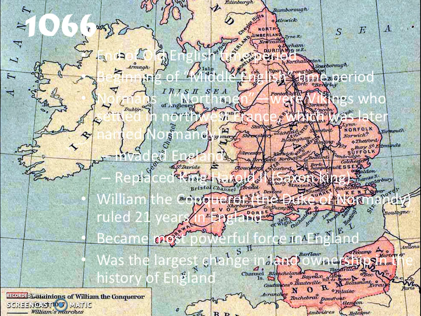They invaded England in 1066, replacing King Harold II, who was a Saxon king ruling over England. William the Conqueror was the Duke of Normandy at this time, and he took the position of King William I of England, and he ruled in England for 21 years. During this time period, King William and his followers became the most powerful force in England, and this created the largest change in land ownership to ever take place in the history of England.